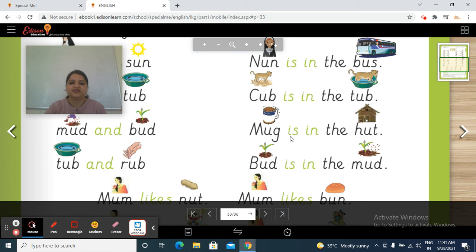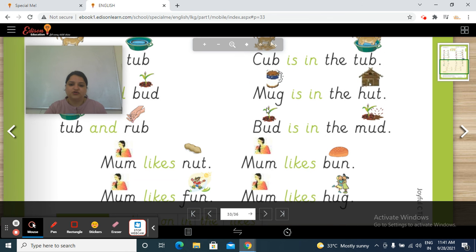So read this. Mug is in the hut. Okay, mug is in the hut.